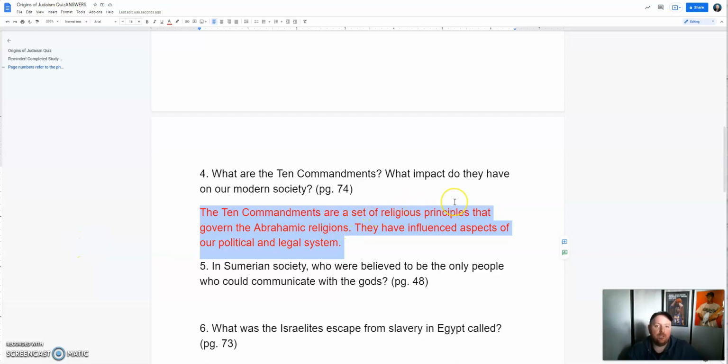And how do they influence our modern society? Well, they've influenced a lot of our political and legal system. Things like, thou shalt not kill. Obviously, these things have influence in our laws and our legal system today.